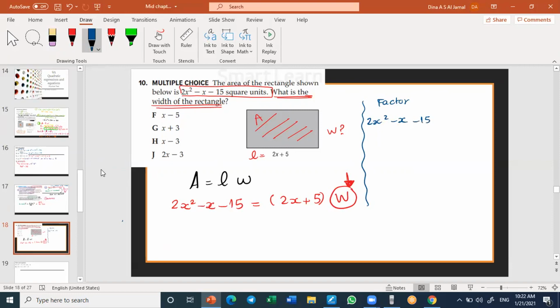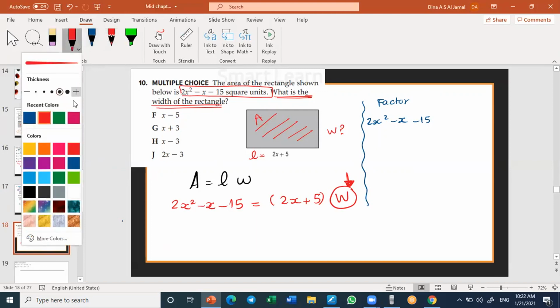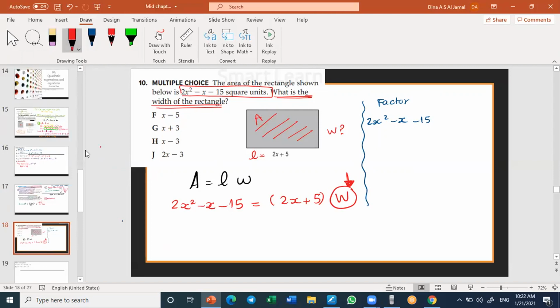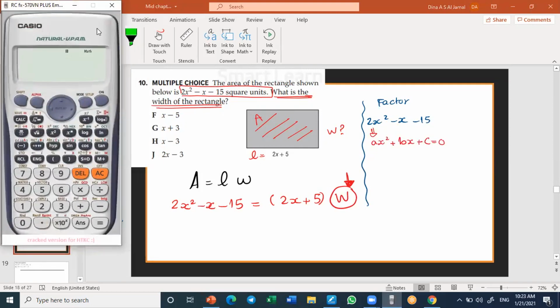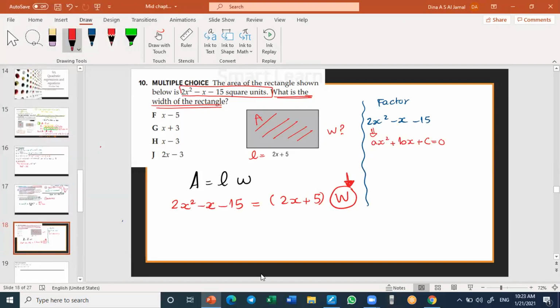So you are having two methods, whether you will be using the table, or I have taught my students another way other than the table method, seeing whether they are added to each other and the factors will be multiplied. You are having the calculator method. So you will be comparing this to ax squared plus bx plus c is equal to 0. That means you will go to your calculator. If you are having this type of calculator, then you should go to the following.